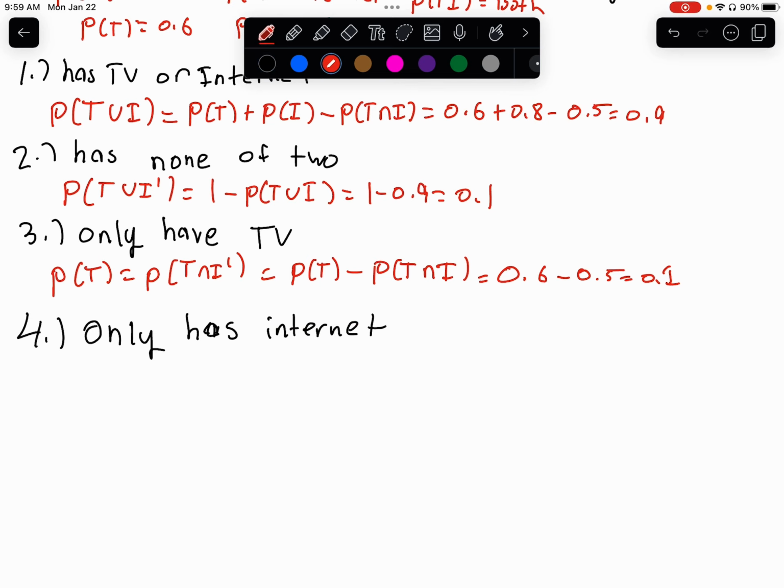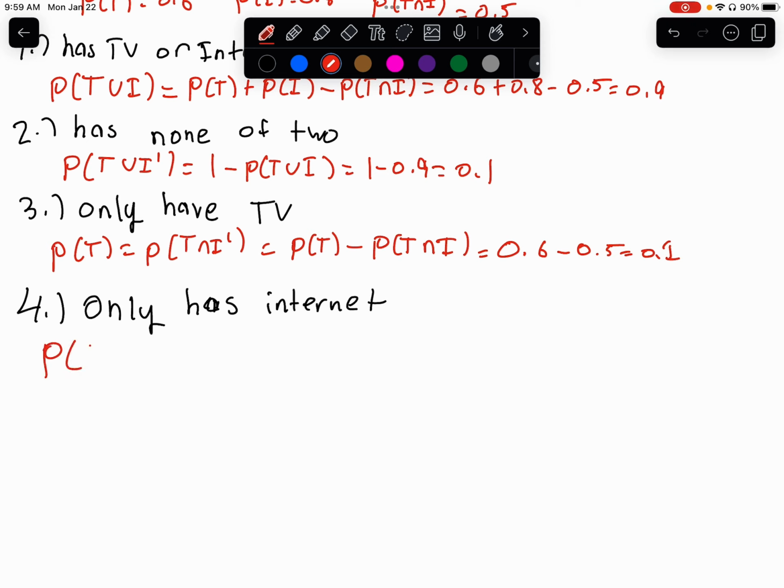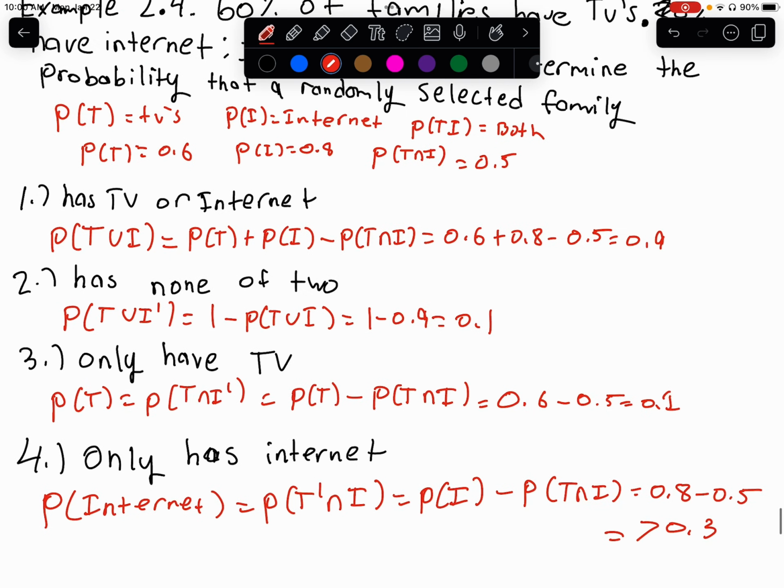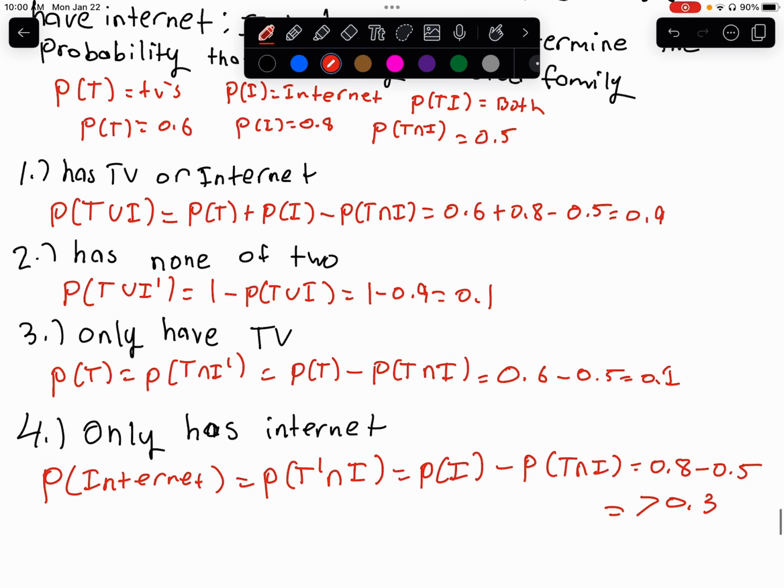So as this only has internet, the probability of internet only equals the probability of T complementary intersecting I, which equals P(I), the probability of internet occurring, minus the probability of TV and internet occurring, which equals 0.8 minus 0.5, equaling a 30% chance that this is occurring. So we are using these probabilities that were given in the question and finding the probability of each event occurring.